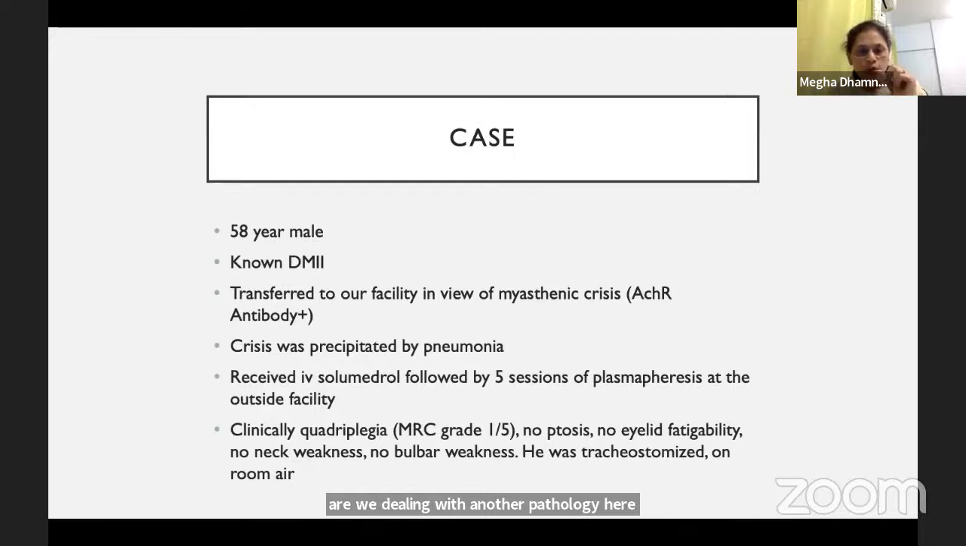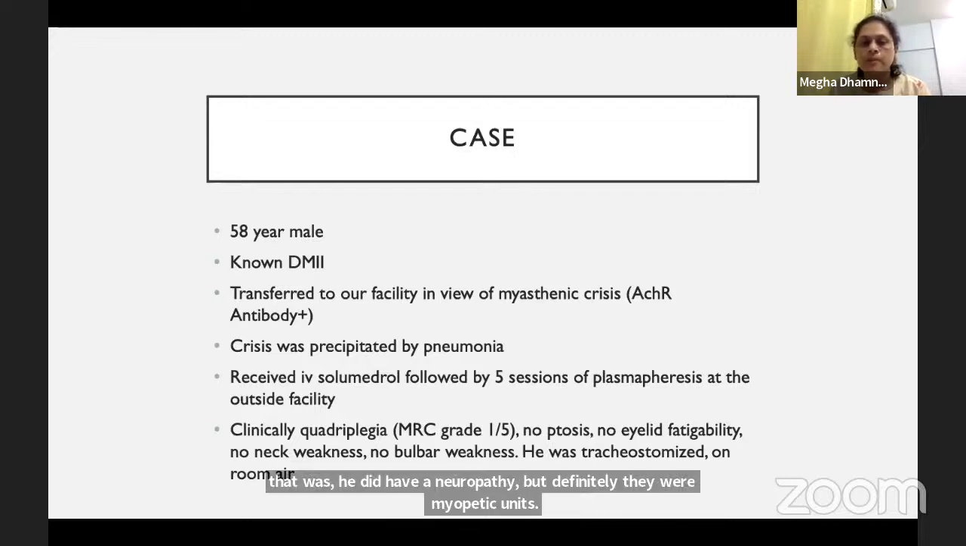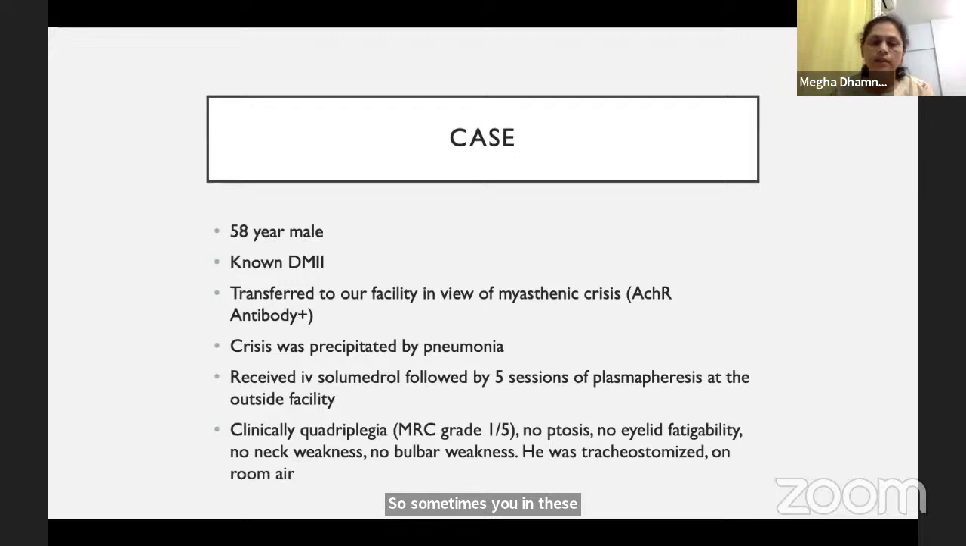Okay, IV steroids do increase the risk of critical illness neuromyopathy, and that was suspected because there was a discrepancy in the clinical exam here. So I did the nerve conduction EMG, and it did show myopathic units. And he was a diabetic, so he did have a neuropathy, but definitely there were myopathic units. So sometimes in these patients, you have to take a pause and say, no, we do not need rituximab in these patients, do not escalate.